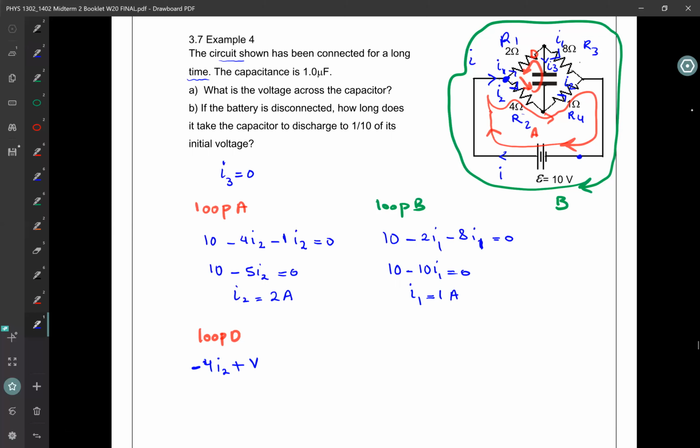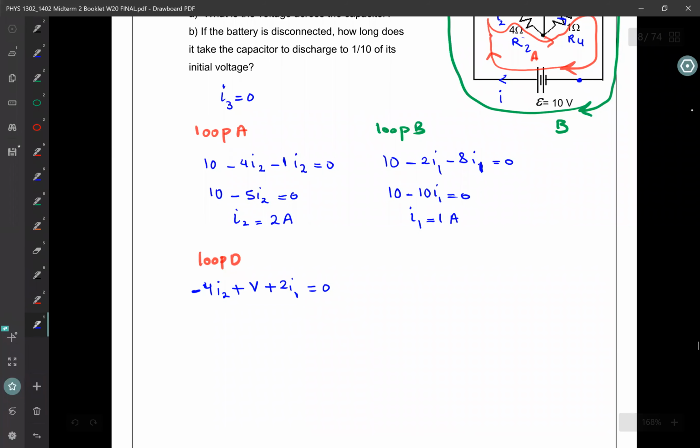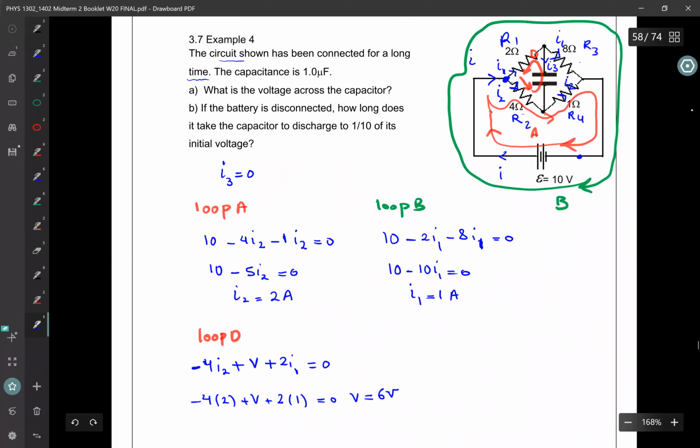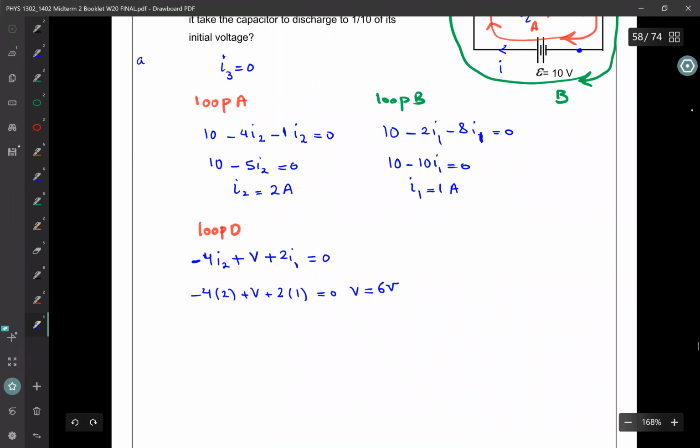And then keep going, then you reach R1. You reach R1, but you're moving in the opposite direction of the current I1. So I have to use plus 2I1 equals 0. Now, knowing I2, if I sub in 2 for I2, and knowing I1, which is 1, then you can find the voltage across the capacitor, and that would be equal to 6 volt. So using 3 loops, I have been able to find the voltage across the capacitor. So that is part A.